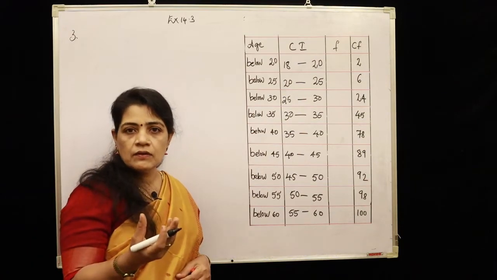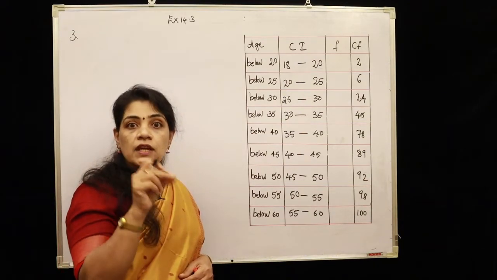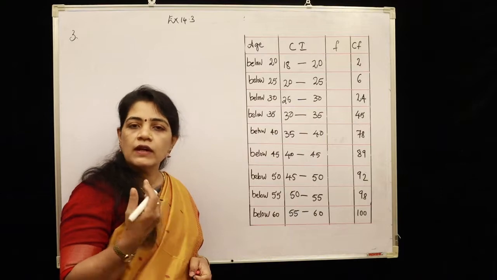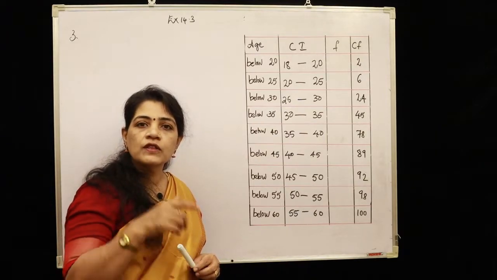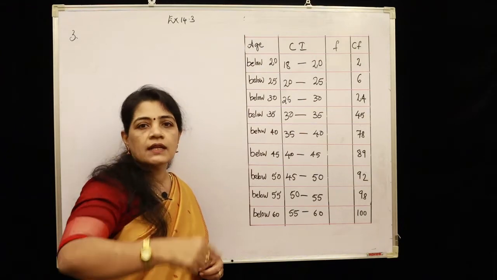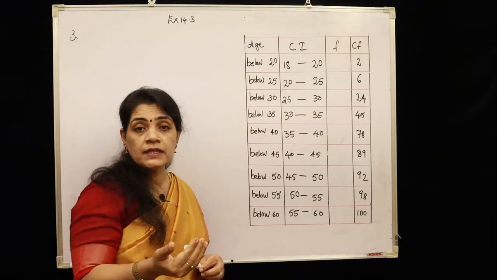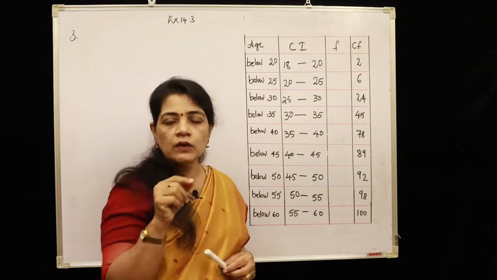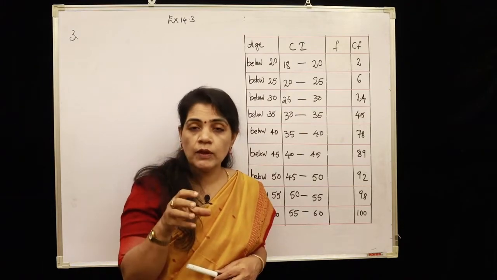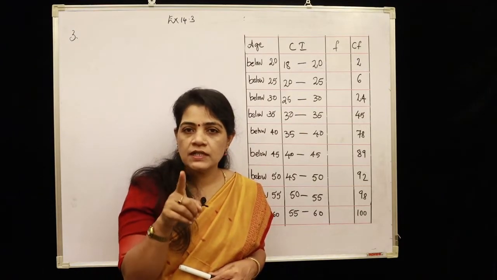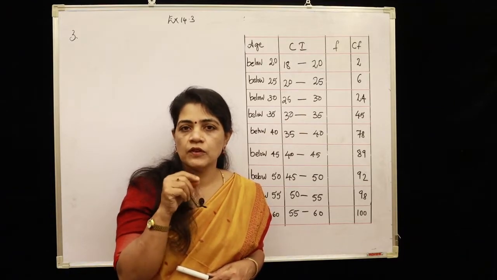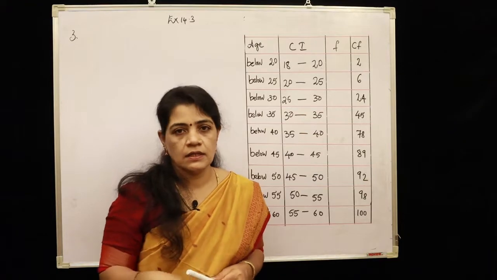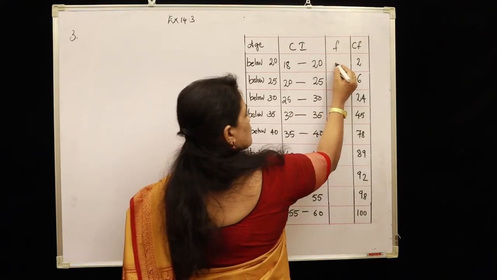The next step is to find the frequency. So what is cumulative frequency, children? It is the sum of the frequency of that class with its preceding classes. Also we know that in the cumulative frequency column, the first entry is the same as the frequency of the first class interval. That means 2.